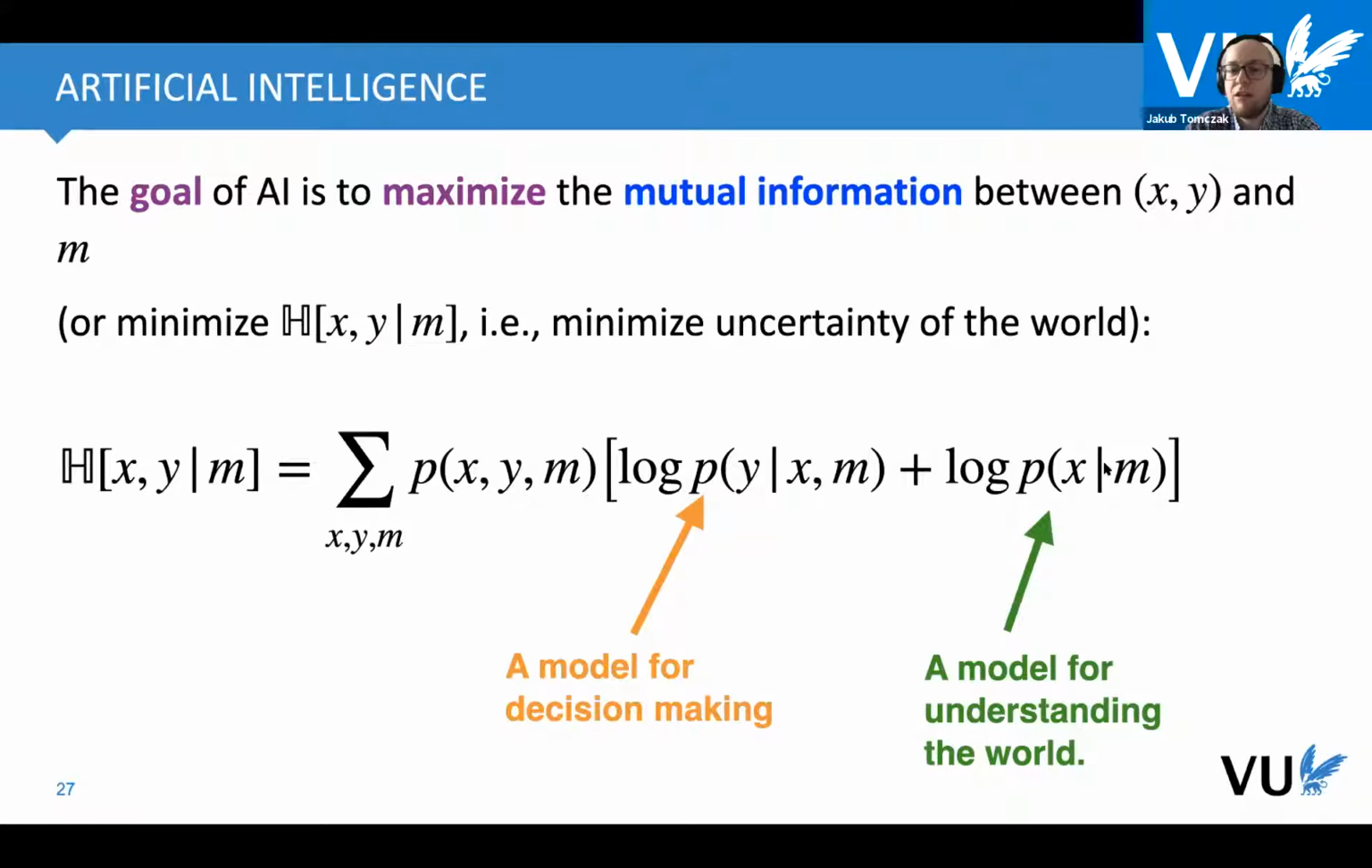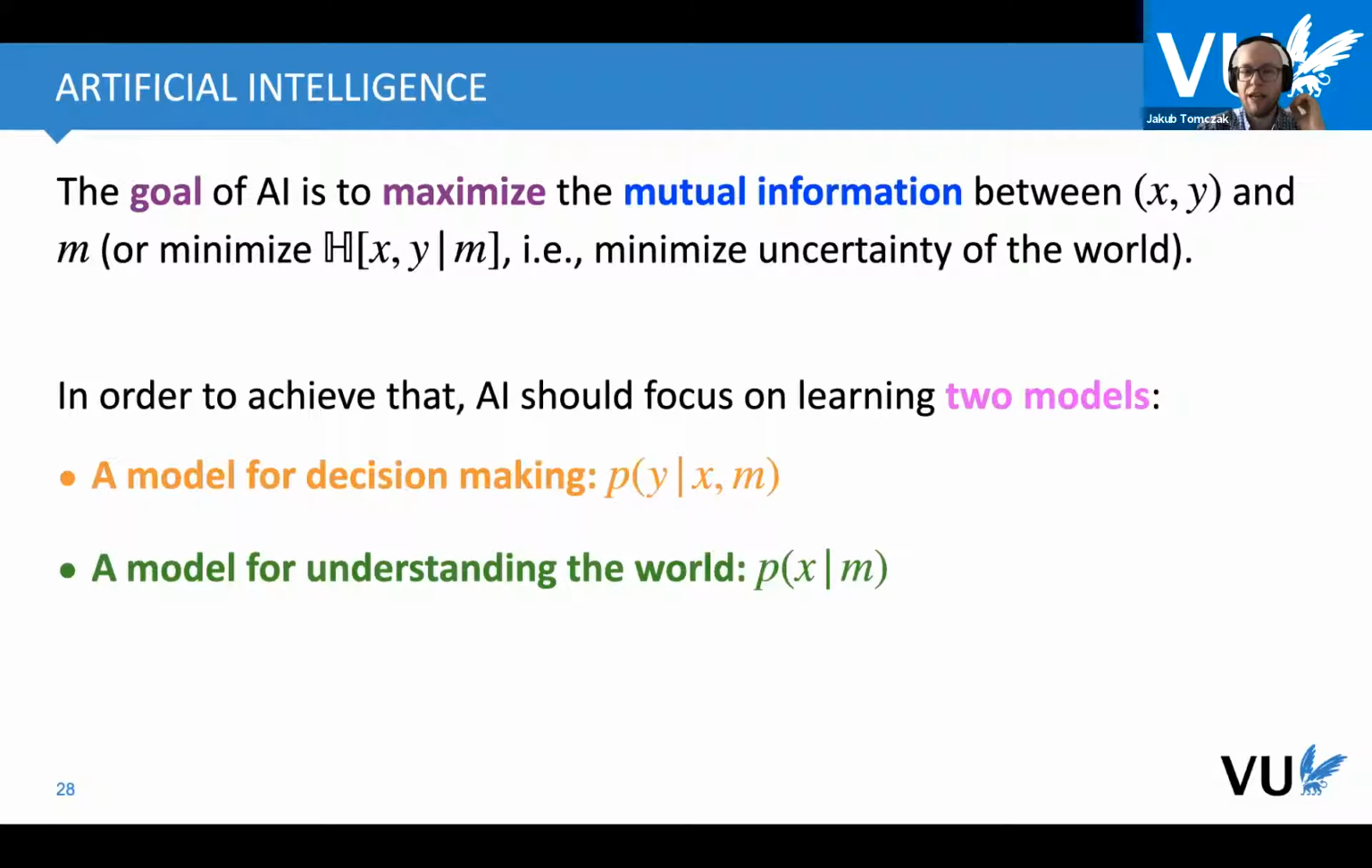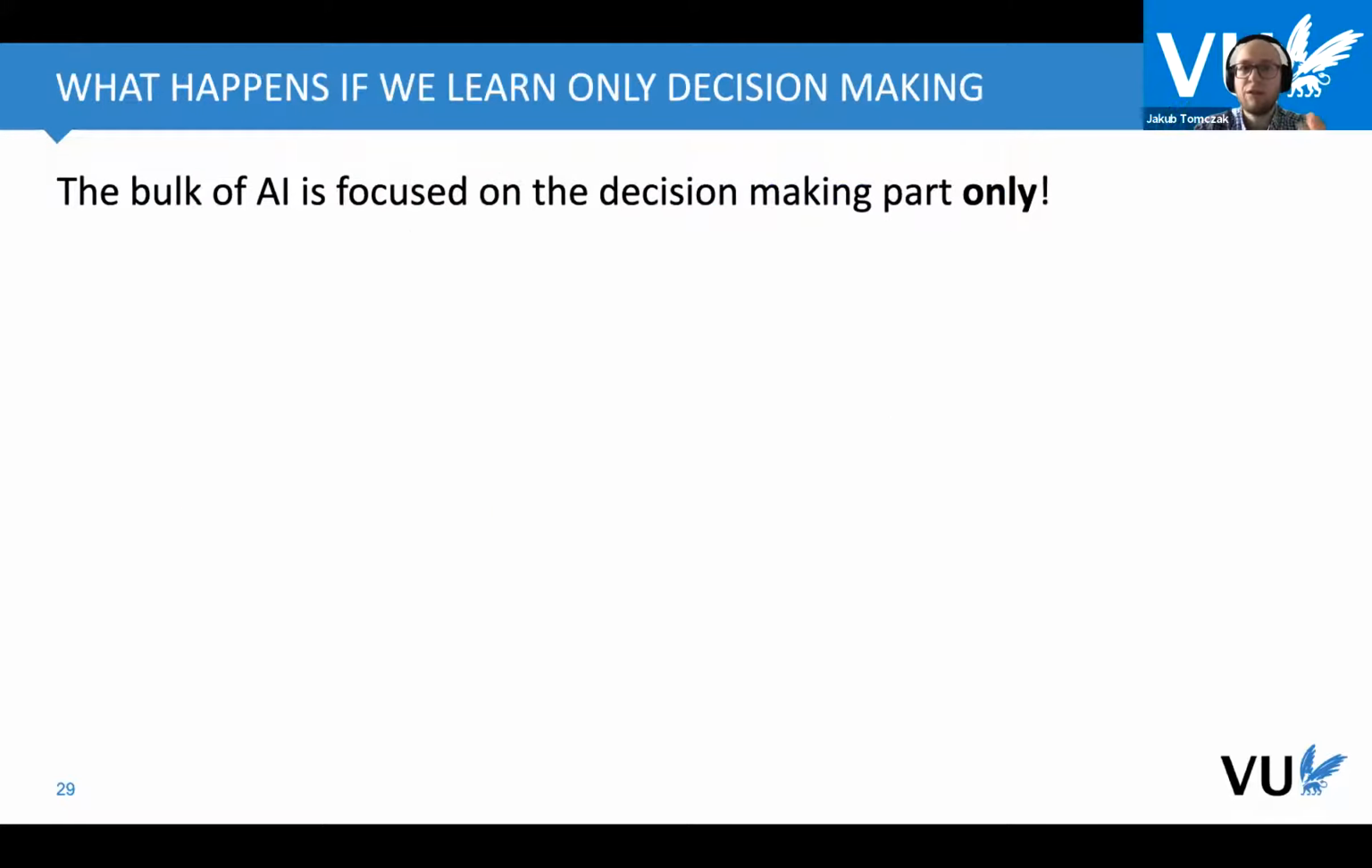Okay, so this is the probability of observing images in the world. We have these two models now, and this is what AI should focus on during learning: how to make decisions, but also how to understand the world. Currently, the bulk of the work in AI is focused on decision making only. And that's fine. We have amazing papers.